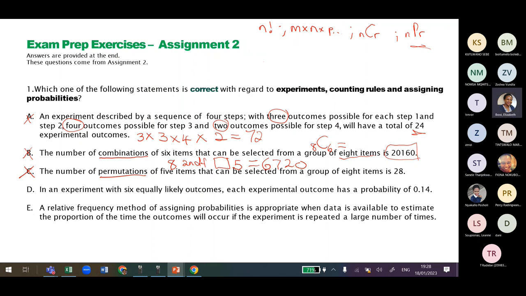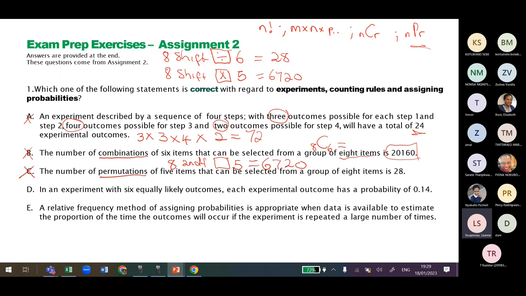So for those who are using a Casio, for the first one, you will press 8 and you will say shift, not second function, because we're using a Casio. You will press shift and the division button and then you will press 6 and it should give you 28. For the second one, you will press 8, shift, and the multiplication button, and you will press 5, and the answer should be 6720.